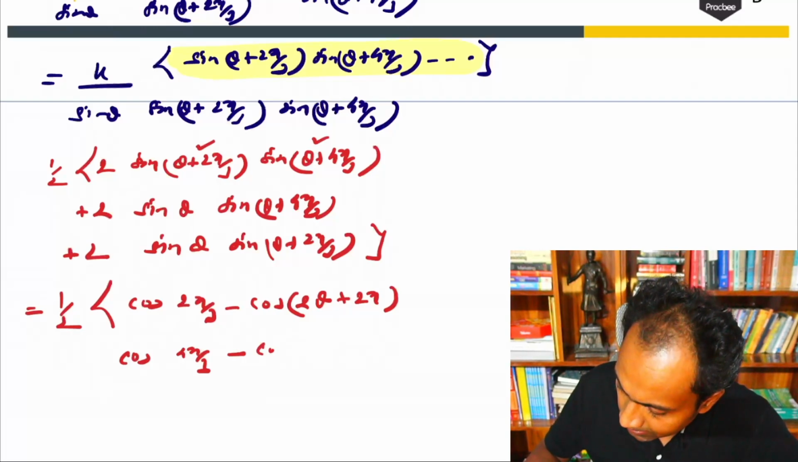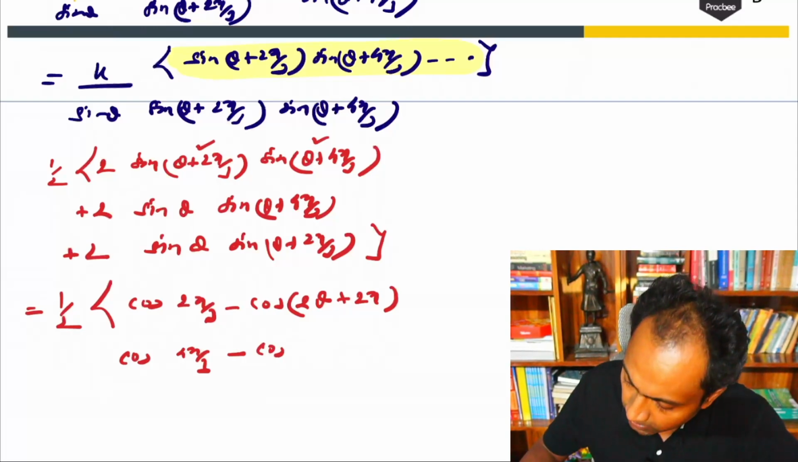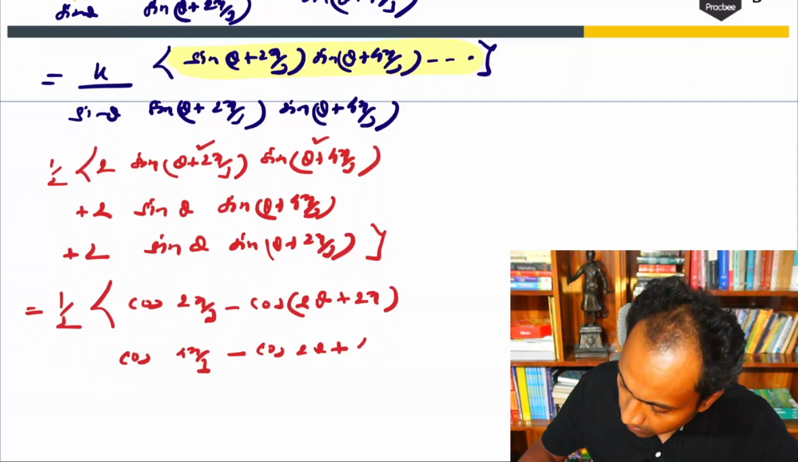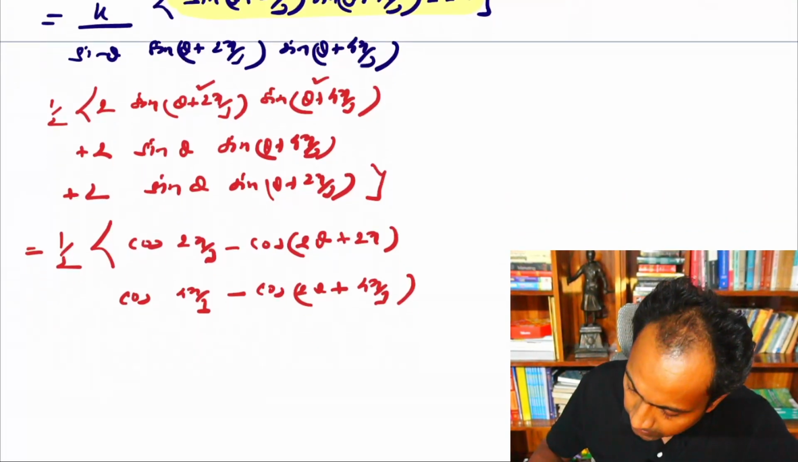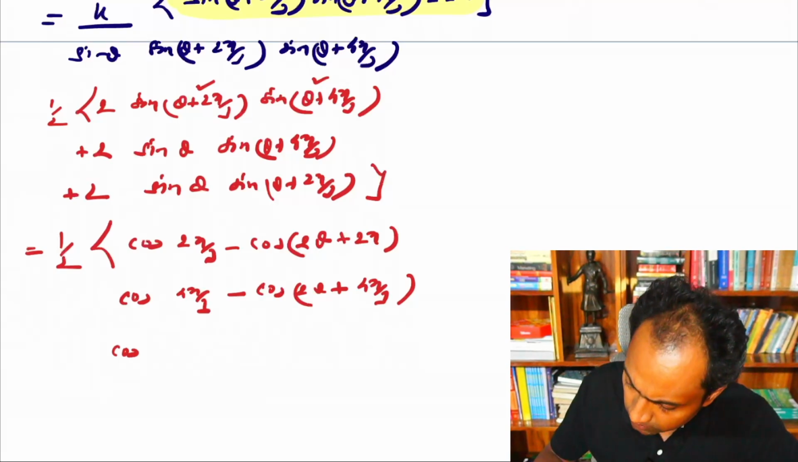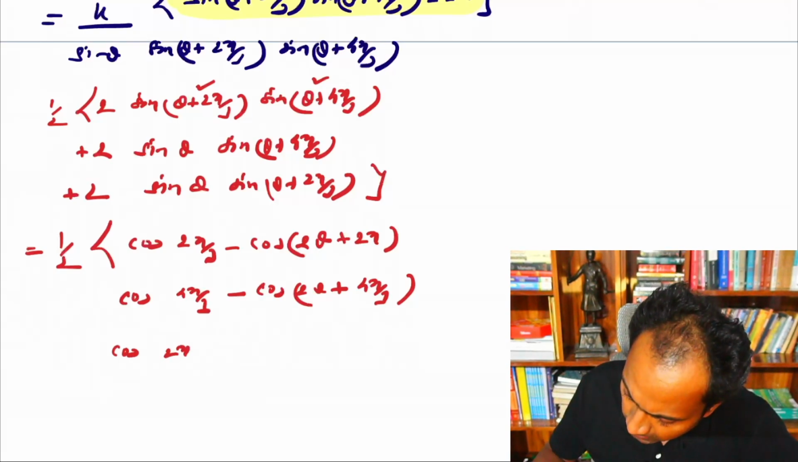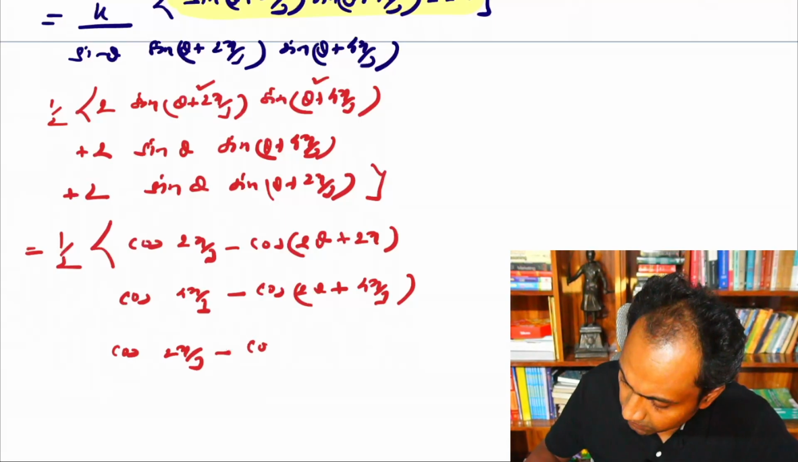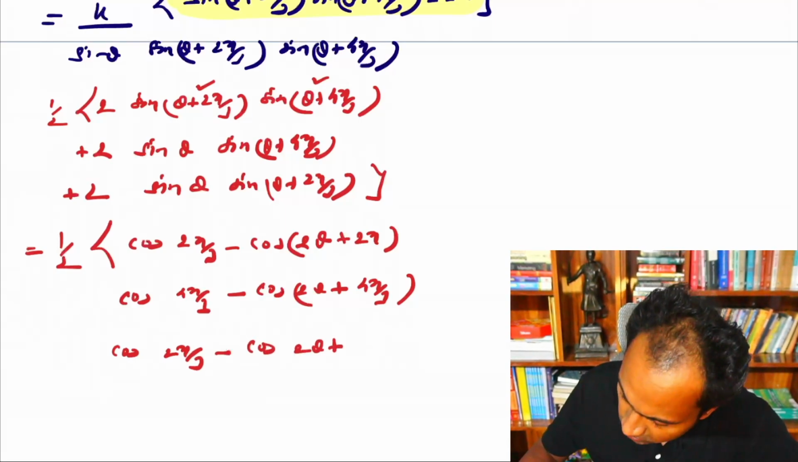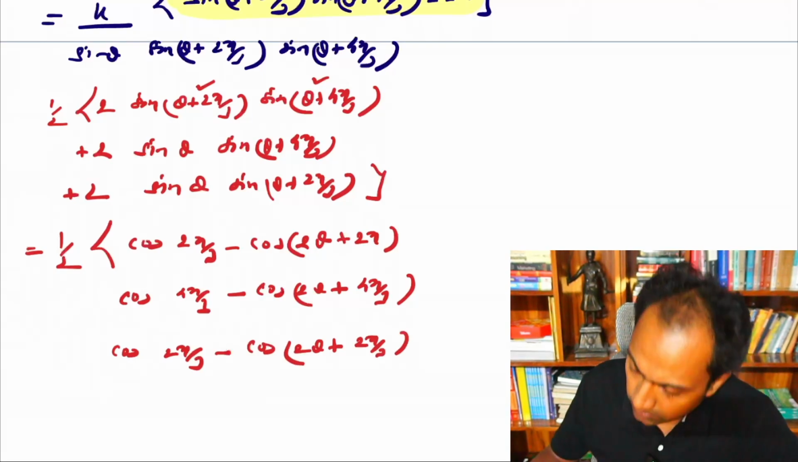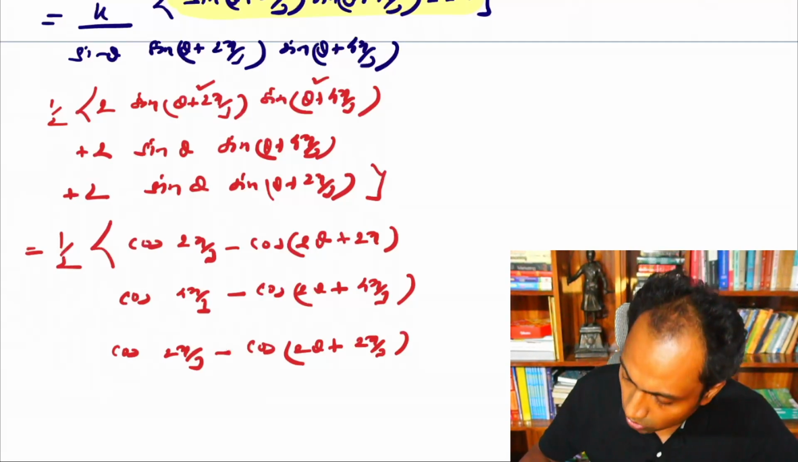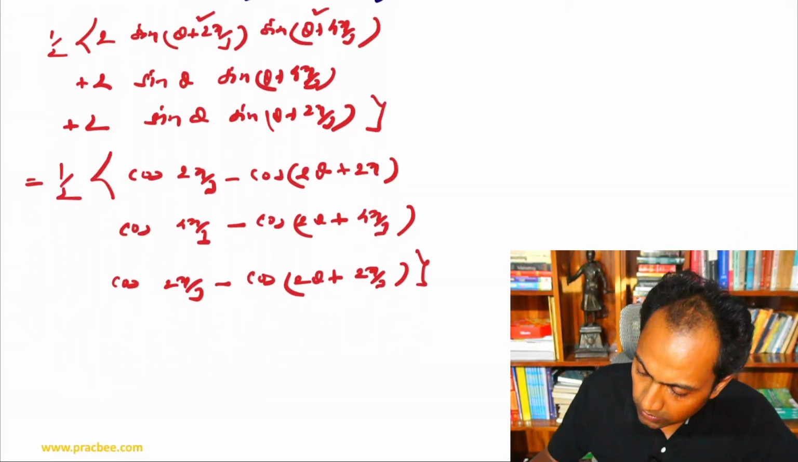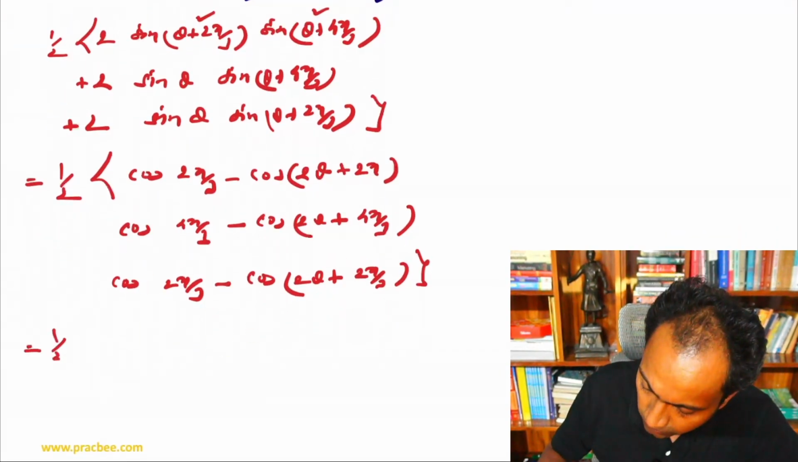minus cos of sum, that will become 2 theta plus 4 pi by 3, and the last part will become cos of difference, which will become 2 pi by 3, and sum will become nothing but 2 theta plus 2 pi by 3. This is what we are getting. See, once we have got these values, all we need is to simplify. So if I simplify these values, let us see what we get.